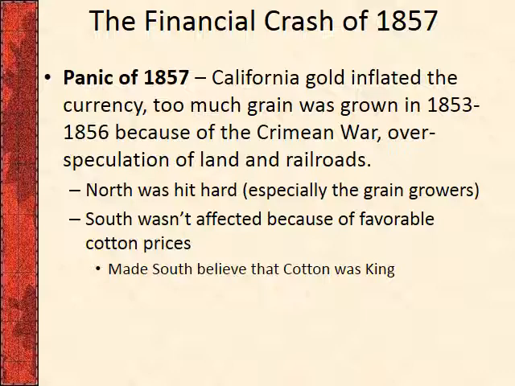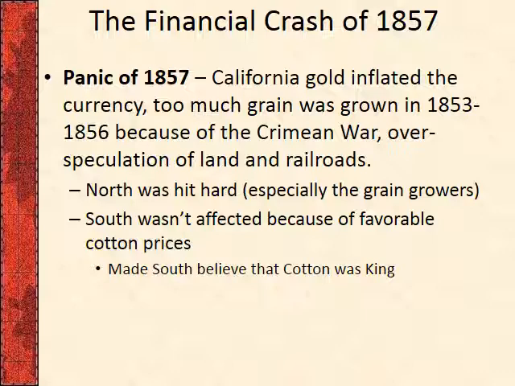Right? In addition to that, too much grain was grown in the period of 1853 to 1856 because of the Crimean War. You have all these British soldiers and all these Russian soldiers fighting each other, right, in Europe. And because they're fighting each other, they're not growing crops. They need to feed these soldiers, so these two countries purchase the grain for their countries from the United States. And so the price of grain goes up in the United States, and so farmers plant more and more and more of it, right? And they're making a lot of money.